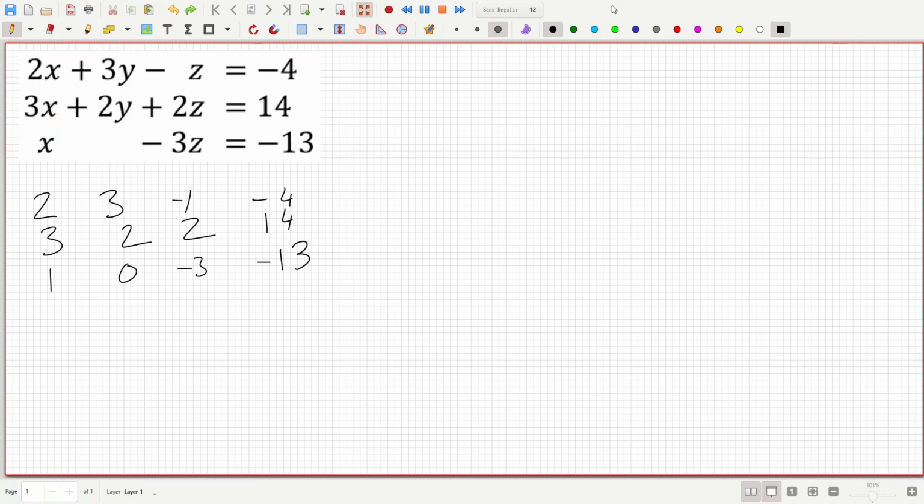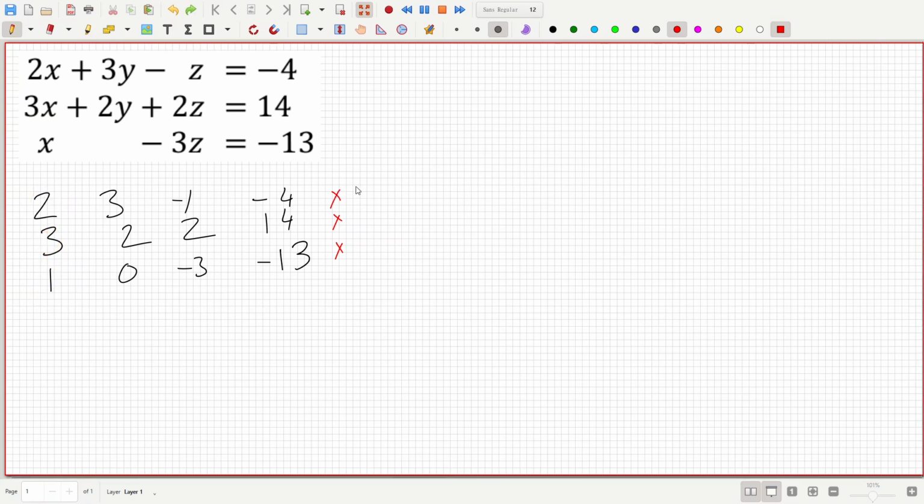So the first thing you do is multiply each of these by a different number, most likely, to make this first column the same, except that the second and the third one should just be a negative of the top one.